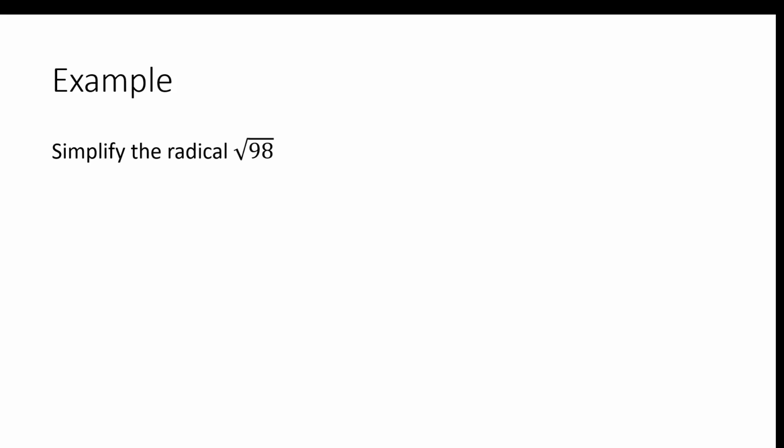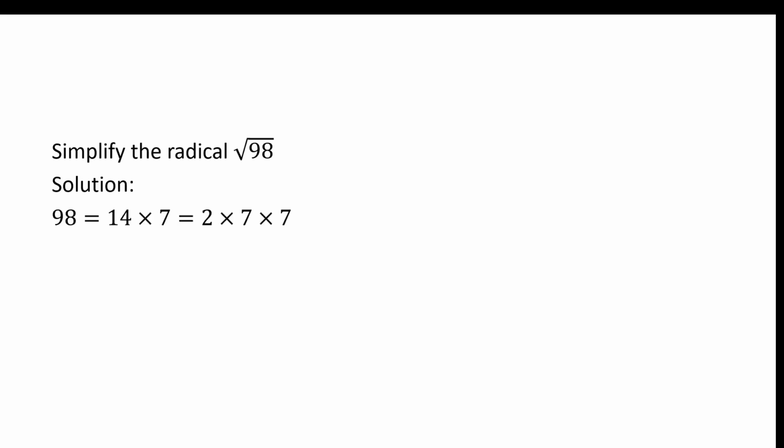We want to simplify the radical square root of 98. Well, we know that 98 equals 14 times 7, and we can break down 14 into 2 times 7. And so what we've now done by saying 98 is 2 times 7 is expressed it as a product of prime numbers. So we can now say, therefore, that the square root of 98 is the square root of 2 times 7 times 7. Now notice that 7 appears as a factor twice inside the radical.